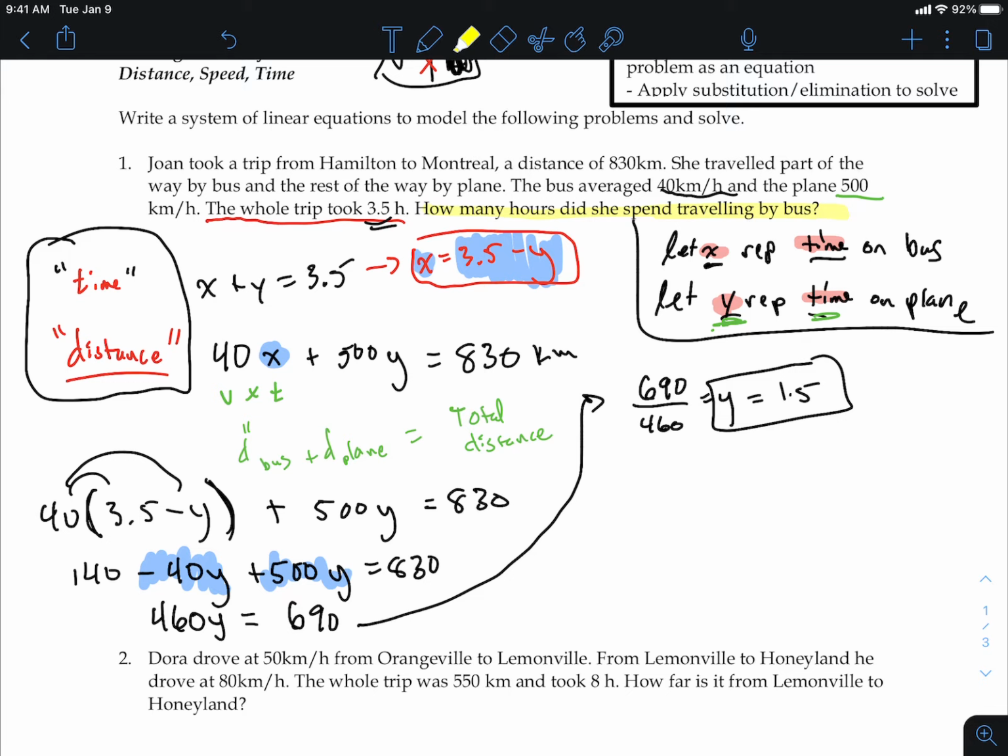We know how to, though, because I have an equation over here that tells me how long they spent on the bus. So x is equal to 3.5 minus 1.5. x equals 2.